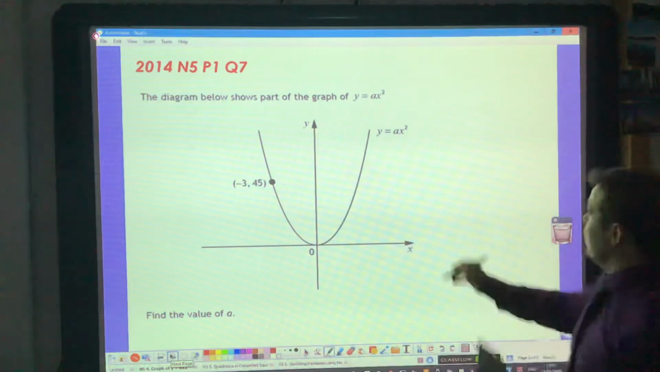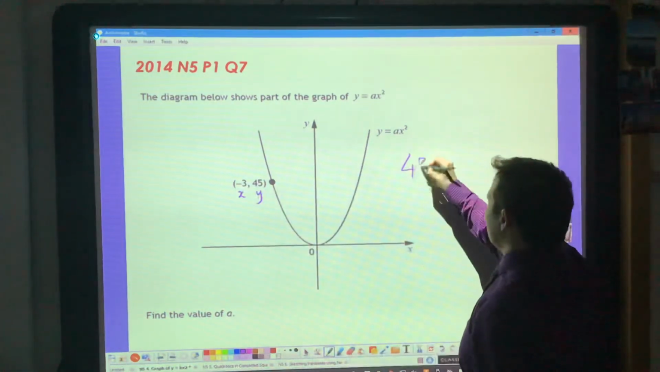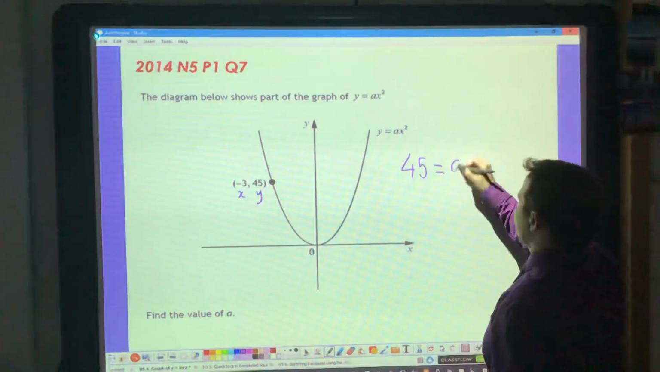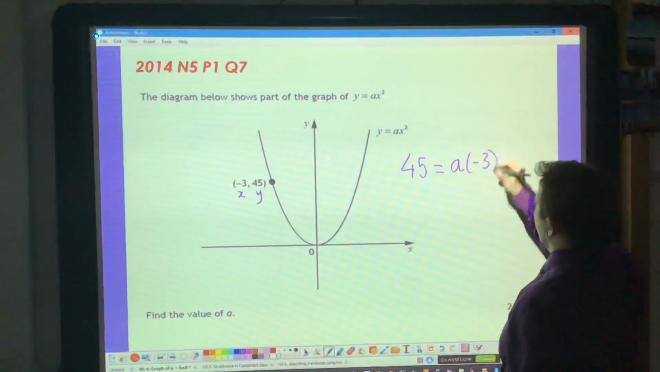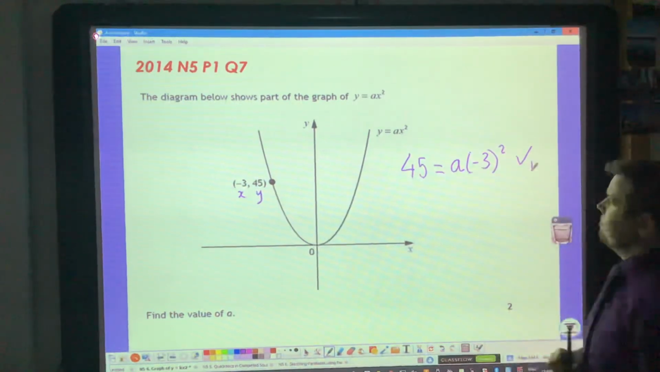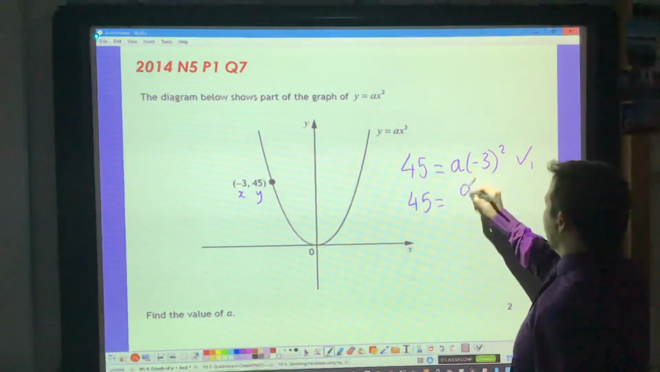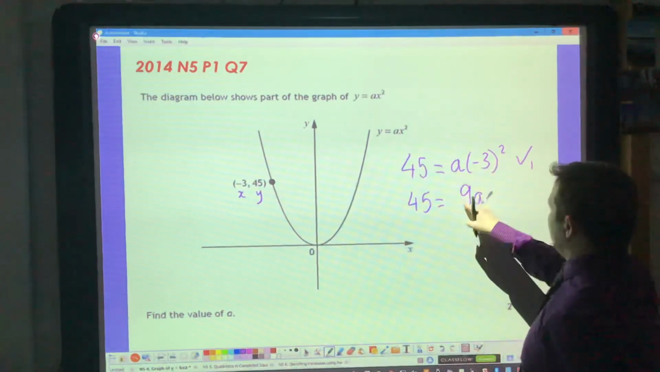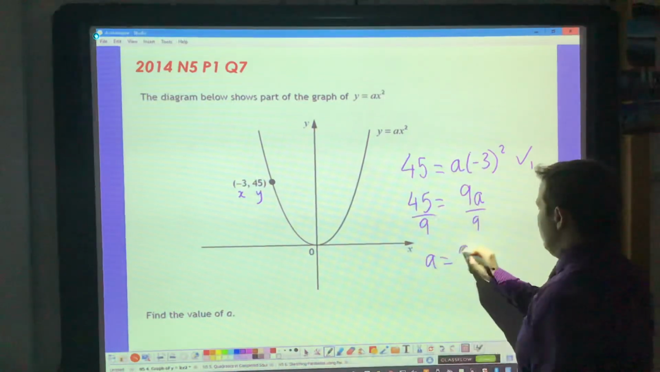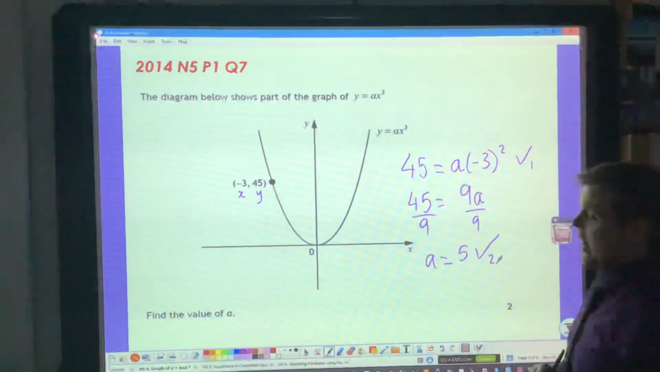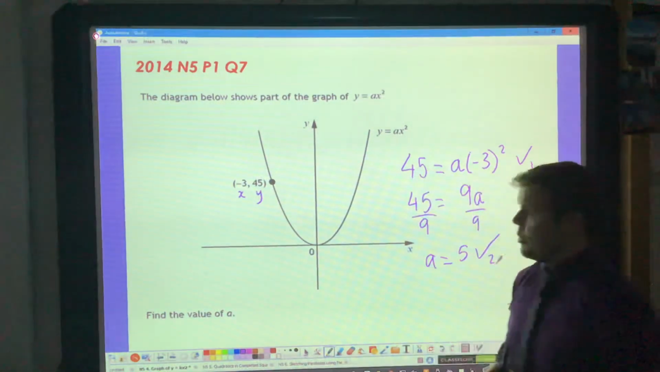Right, strategy, 2 marks. Again, here's your x, here's your y. So mark number 1 is for making that statement. Now it doesn't make a difference, it's a number in front of the x squared. There is mark number 1. Mark 2 is for working out the value of a, so that's 9a. Remember, negative 3 squared is positive 9. Divide both sides by 9, gives you a equals 5 for mark 2. It doesn't actually state the equation, but good practice would be saying that that is y equals 5x squared.